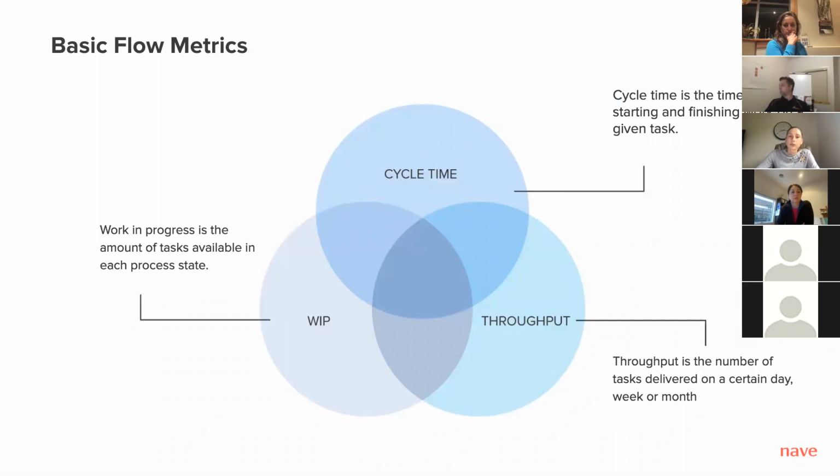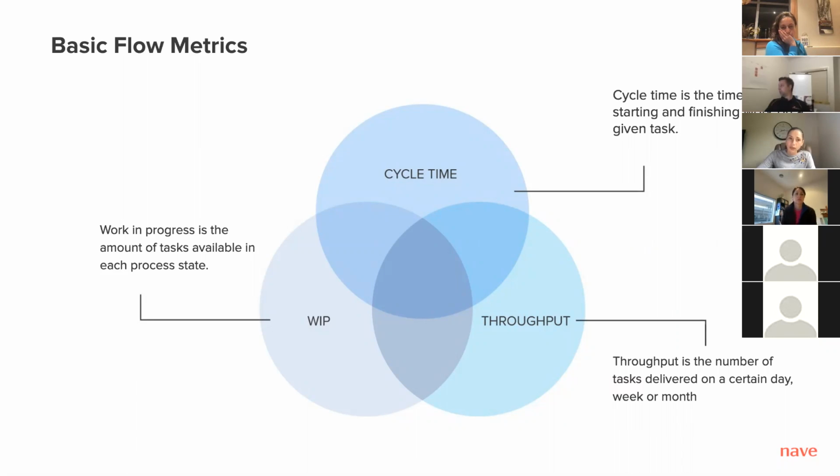There are 3 basic flow metrics that can help you measure the performance of your workflows. Cycle time, which measures the time between starting and finishing work on a given task. Throughput, which is the number of tasks delivered on a certain day, week, or month. And work in progress, or the amount of tasks available in each process state.